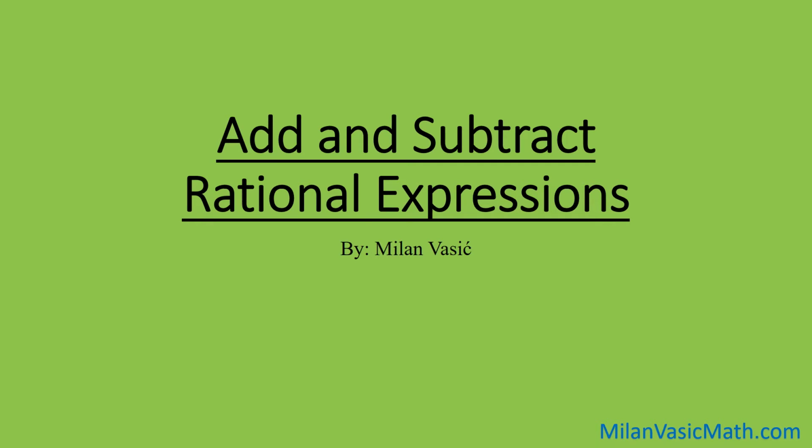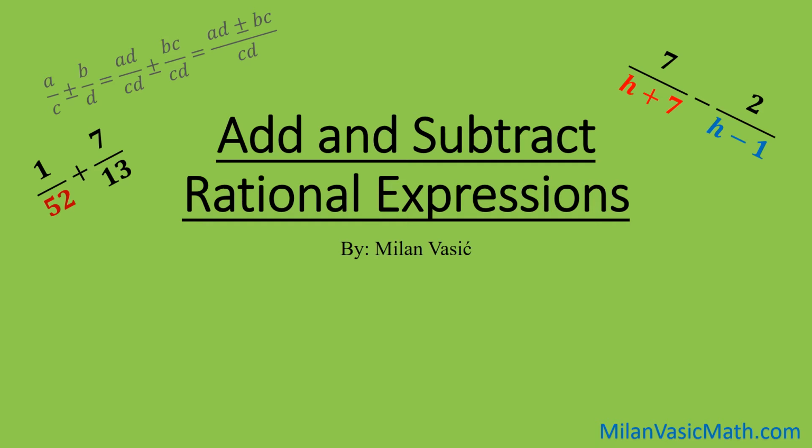Add and subtract rational expressions. A rational expression is a fraction with a numerator and a denominator that are both polynomials. So when you used to add 1 over 52 plus 7/13, you were adding rational expressions. And whether you knew it or not, you were following that methodology. In this lesson, we're going to do addition and subtraction with more complicated rational expressions.